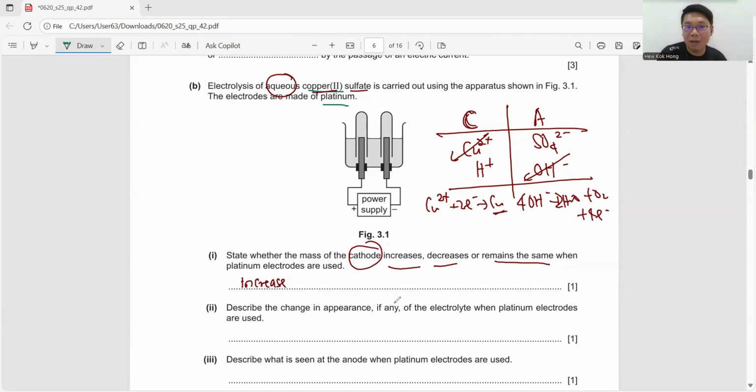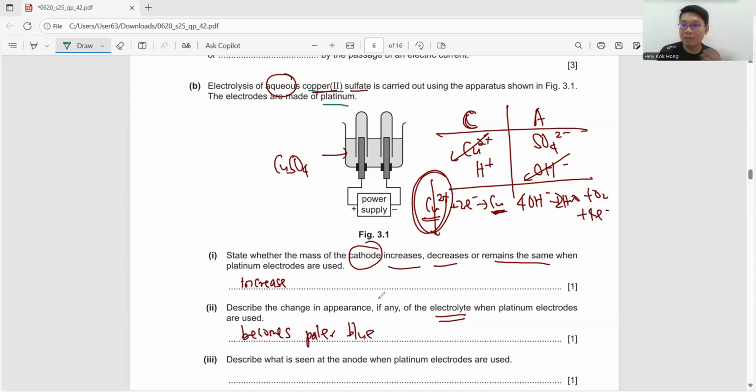Next, describe the change in appearance of the electrolyte, which means this copper sulfate. When platinum electrodes are used, what will cause the electrolyte to have an appearance change? We talk about the copper ion, because copper ion itself will bring blue color. So when the copper ion is reducing, because it forms copper metal, then the blue color will become paler. Of course, you can say it becomes colorless, because if Cu2+ is completely used up, then it becomes colorless.